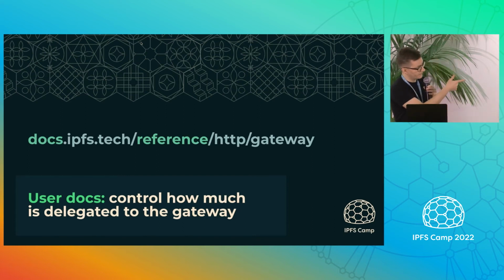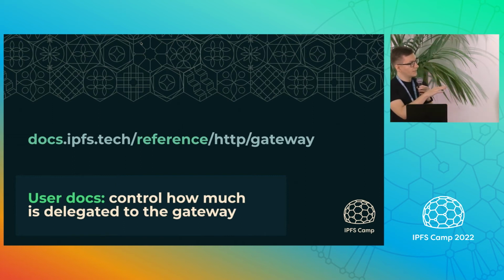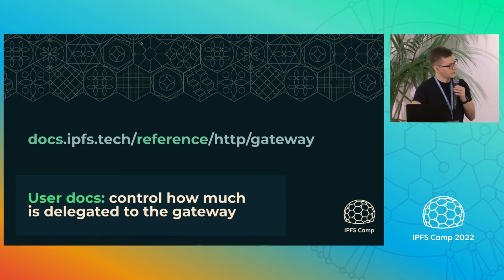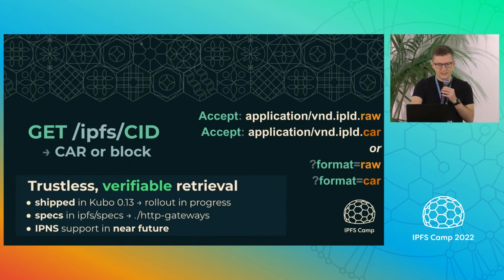And for that distinction, we have user documentation, how to use the gateway. With that in mind, the trust model for both full delegation and partial delegation to the gateway is described there, with fetching blocks and CARs examples. So I'll just leave it at that and move to recent improvements around gateways.